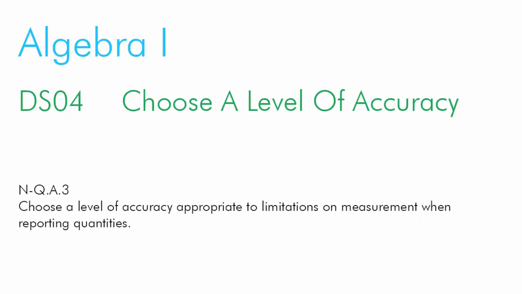In today's lesson, DS04, we're going to be talking about the accuracy of measurement instruments like rulers and syringes, things like that, that you can use to measure distance or fluid or capacity, and how to choose the right one to be more accurate or be more precise. This connects to Common Core strand N-Q.A.3, which is choose a level of accuracy appropriate to limitations on measurement when reporting quantities. Important here is the word limitations.